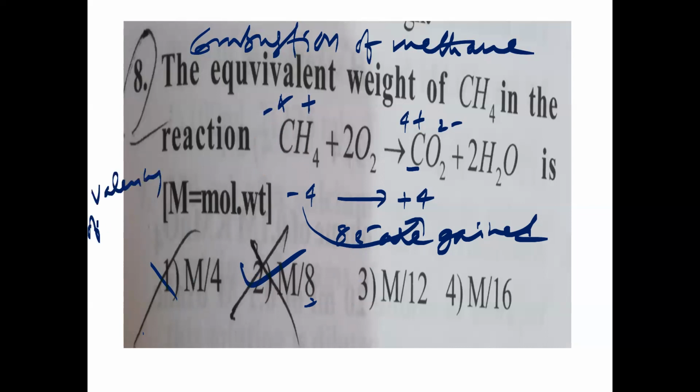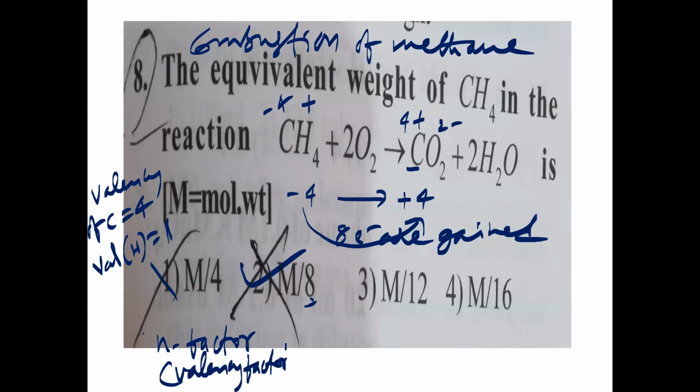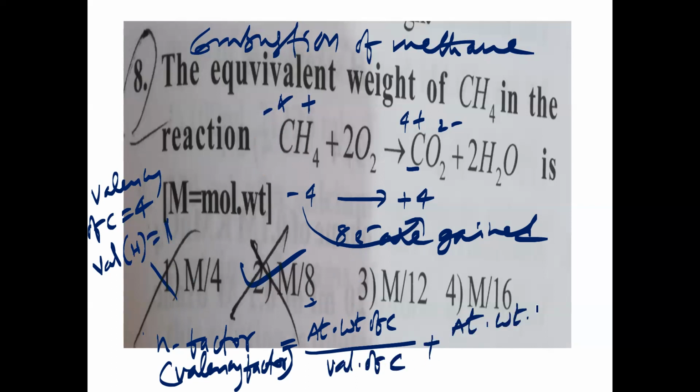Valency of carbon is 4. And valency of hydrogen, how much? 1. Generally, we also take n factor, or valency factor. So valency factor or n factor is equal to atomic weight of carbon by valency of carbon, plus atomic weight of hydrogen divided by valency of hydrogen.